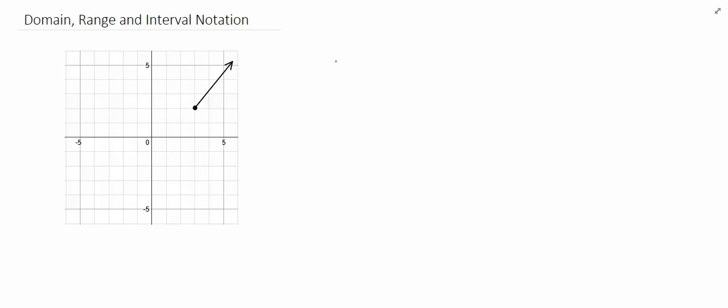In this video we're going to look at domain, range and interval notation. Basically, the domain is the possible x values that are shown by the function, and the range is the possible y values. And interval notation is the way that we represent what those values are.